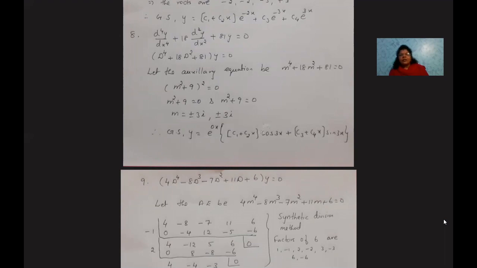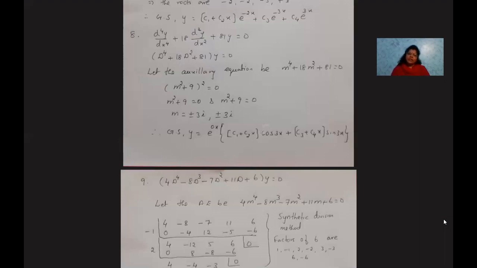What is the perfect square method? Any second order equation which we can write in the form of a plus b the whole square, then it is the perfect square method. So this m square I'm going to choose as x. So m power 4 will be x square. So this equation m power 4 plus 18 m square plus 81 equal to 0 can be written as x square plus 18x plus 81 equal to 0.